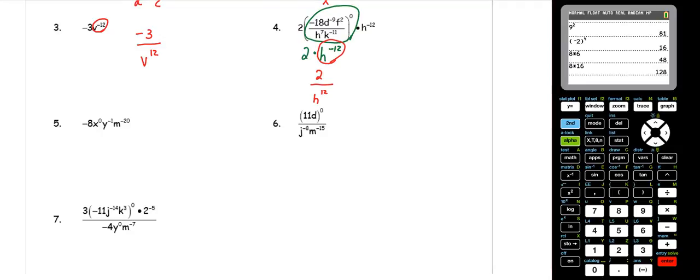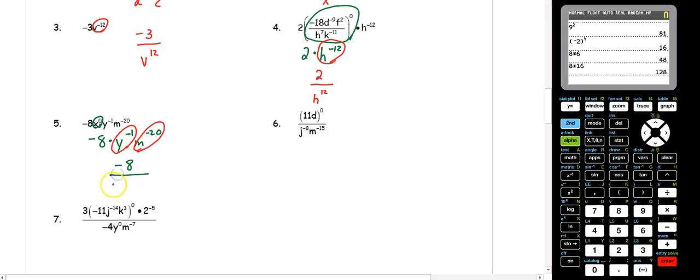Number 5, first thing I want to do is look for any 0 exponent. So I have x to the 0, which means that becomes 1, and I am left with negative 8 times y to the negative 1, m to the negative 20th. We're looking for negative exponents. So y to the negative 1 and m to the negative 20th are going to move into the denominator. Negative 8 doesn't have a negative exponent, so it gets to stay in the numerator. So I have negative 8 over y, m to the 20th. You can put the 1 exponent by the y if you want to, but you don't have to.